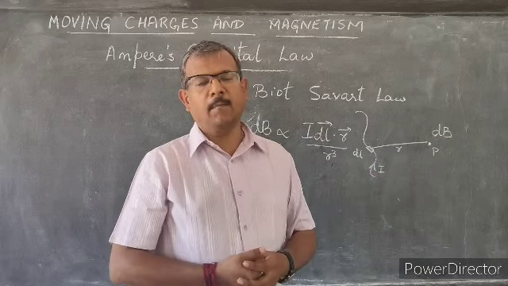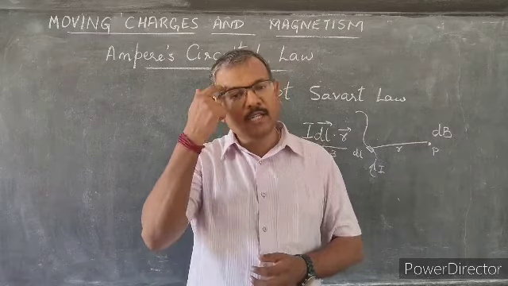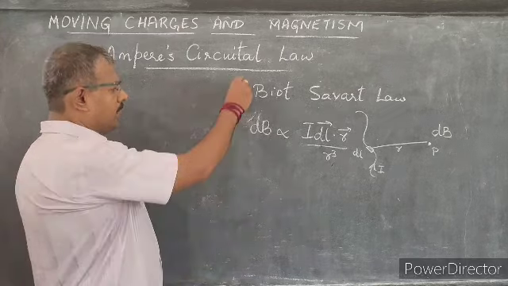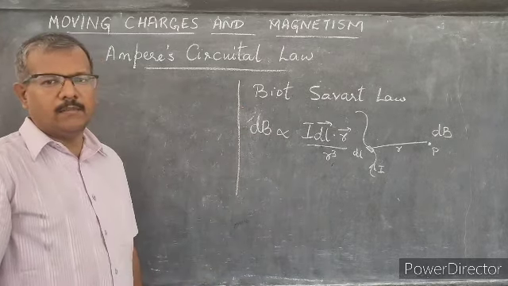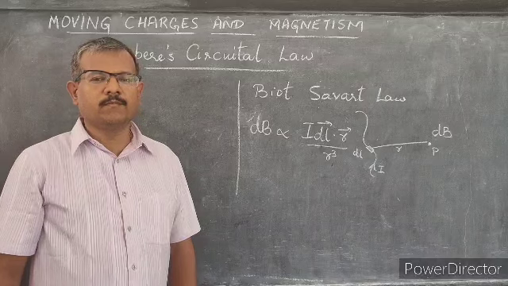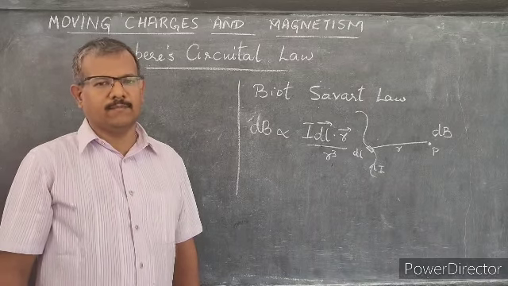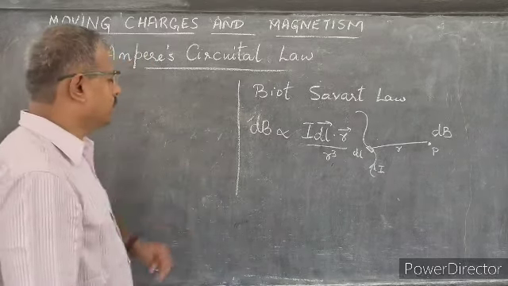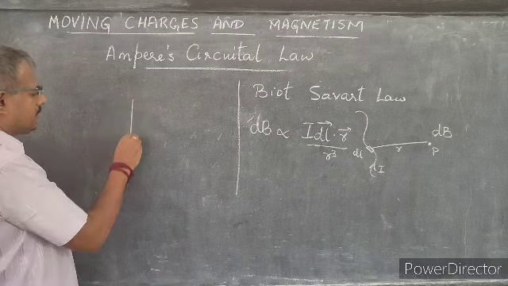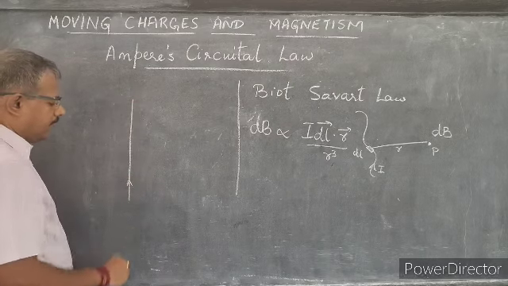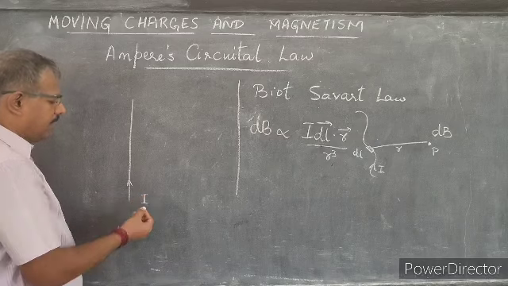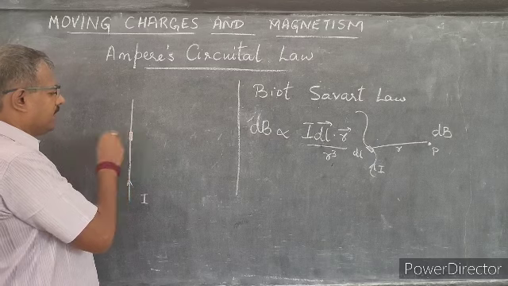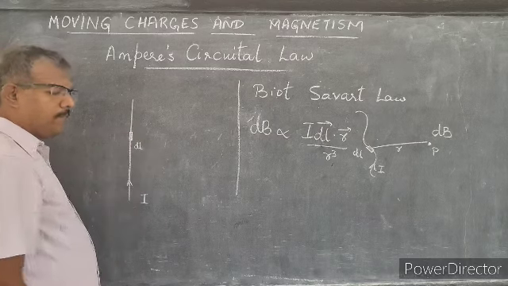So what does Ampere's law state and how does it differ from the Biot-Savart law? Ampere's law basically approaches the problem from a slightly different perspective. So let's try to find out what Ampere's Circuital Law is all about. Let's assume that there's a current carrying conductor carrying current I, and I define a current element dl.